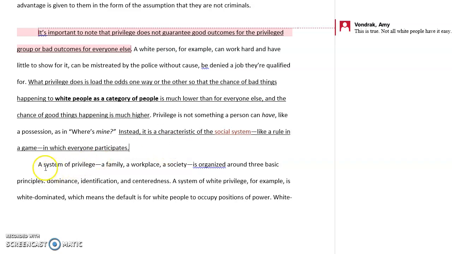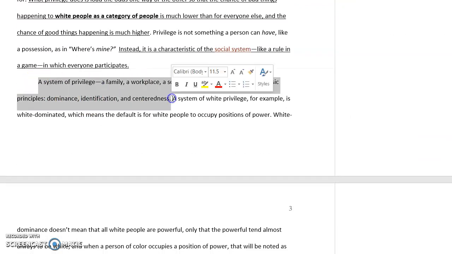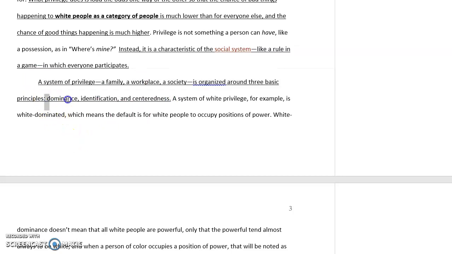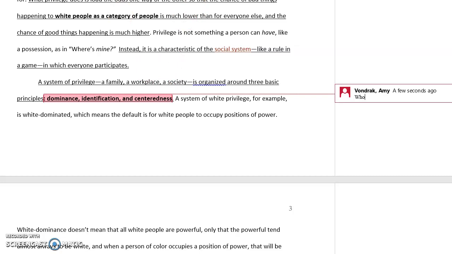That's really important. A system of privilege, a family, a workplace, a society, is organized around three basic principles: dominance, identification, and centeredness. Here again, I know this is really important. There's three words there. I know I'm going to need to understand what those three words mean. So I'm underlining stuff I understand, but I want to know, what do these mean? Okay, so I'm underlining stuff that makes sense, and then I'm asking some questions here, finding some stuff that I don't fully understand.